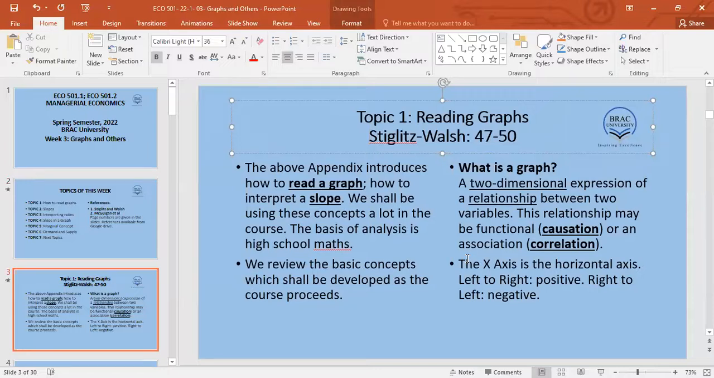Now, first of all, we all know that a graph is basically a two-dimensional expression of a relationship between two variables. And conventionally, when we learn a graph in high school, or nowadays kids learn it in primary school, they're exposed to two axes, which is an x-axis and a y-axis. It's a convention. X-axis is the horizontal axis, y-axis is the vertical axis. Why is x-axis known as the horizontal axis?